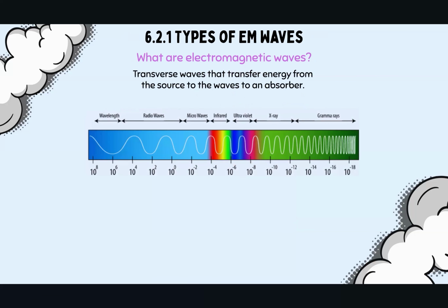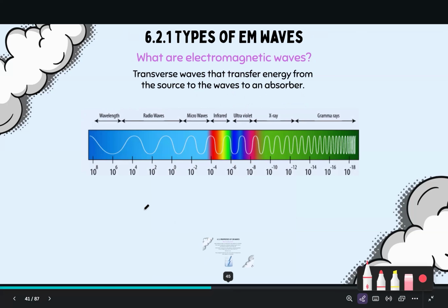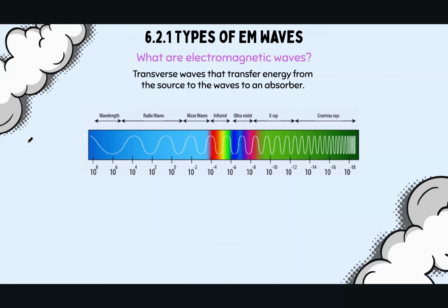Okay, 6.2.1. So here we're back to combined and triple topics. What are electromagnetic waves? All electromagnetic waves are transverse. They're transverse waves that transfer energy from a source to an absorber. So any wave is the transfer of energy or information.